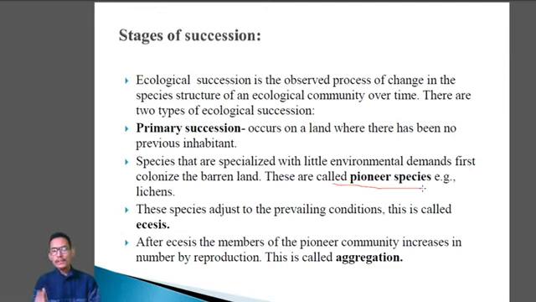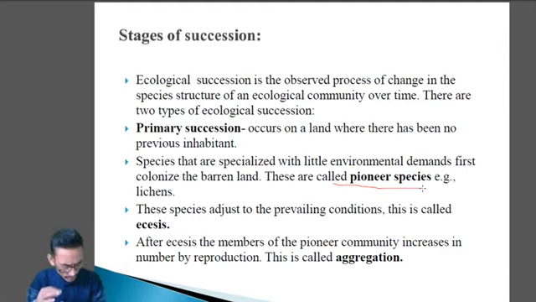Members of the pioneer community have a high rate of growth and a short lifespan. Therefore, they produce a large amount of organic matter. So pioneer species are the first ones to appear on the bare habitat or the bare area.